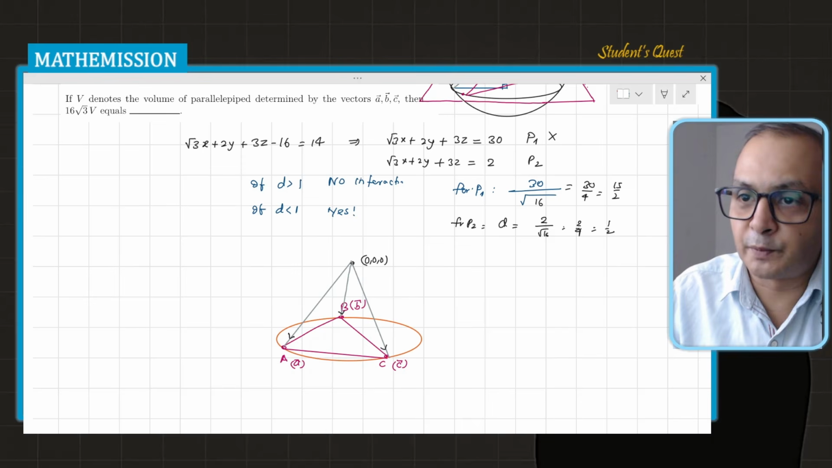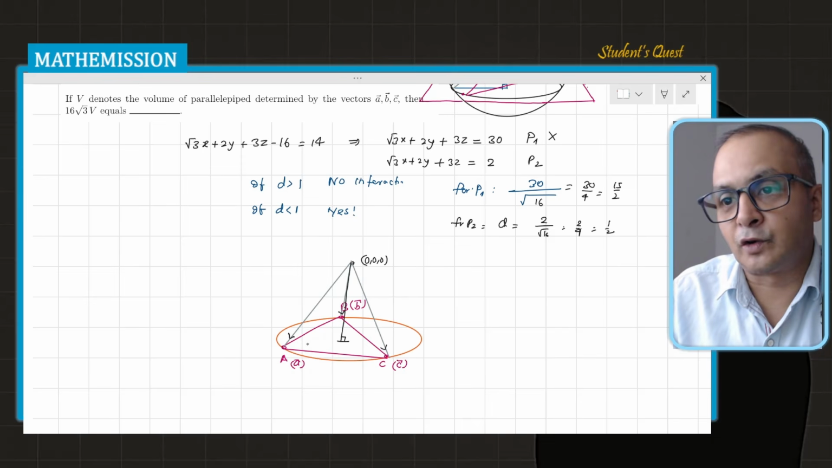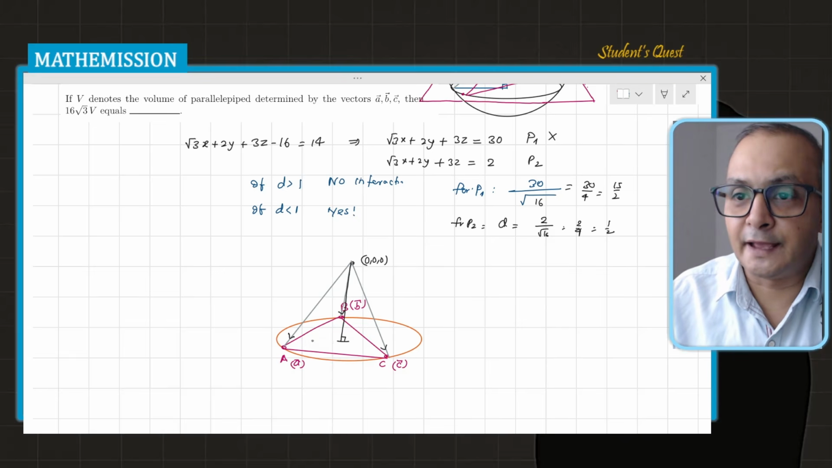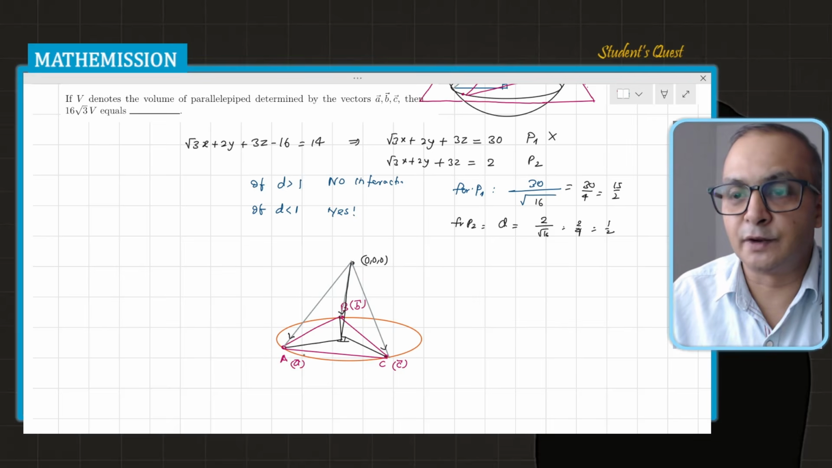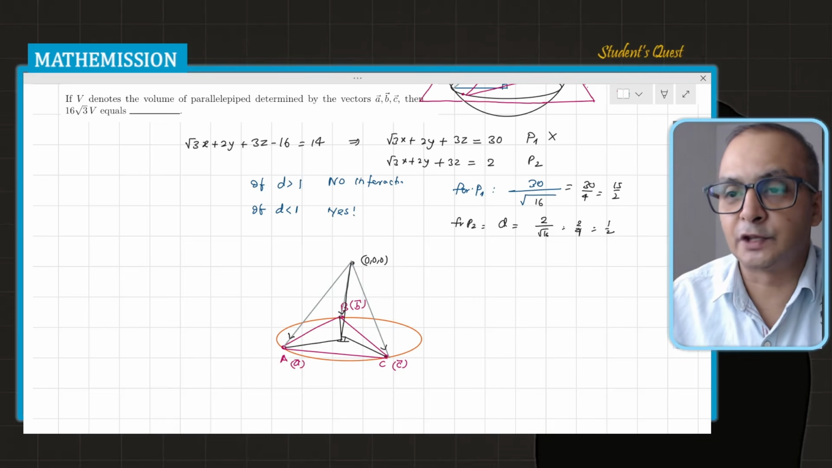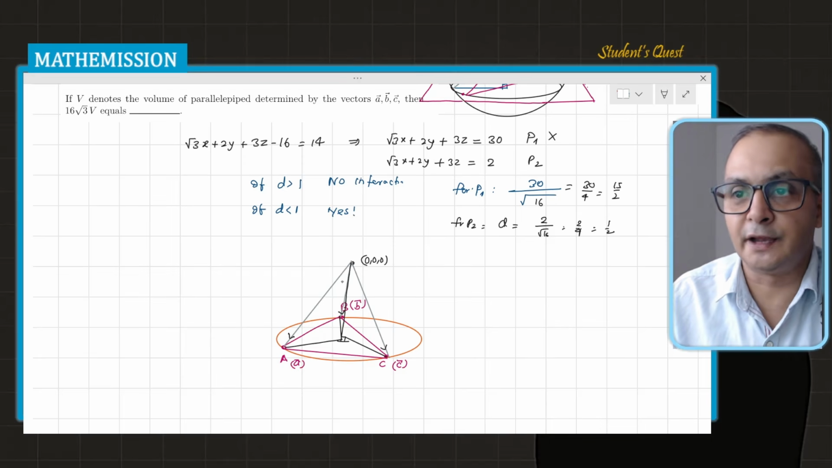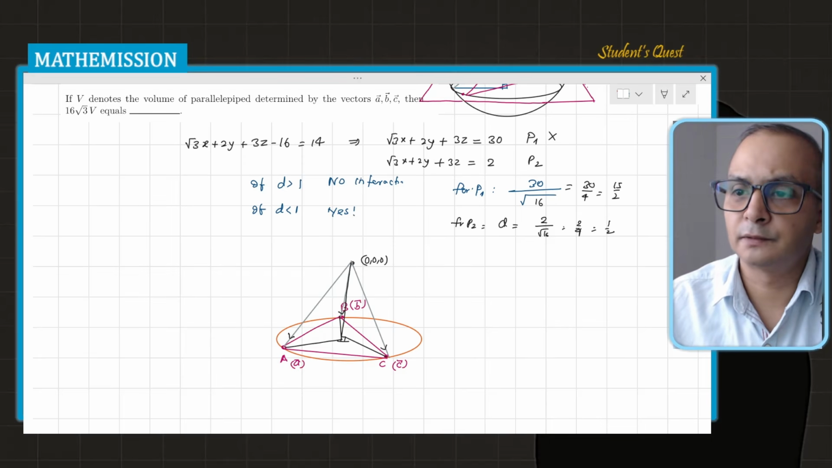Now we can drop the perpendicular here, notice, and that perpendicular we have already found. We can find the area of the base triangle, which is equilateral, and if I find the area we can multiply by d, so that will become area into height, the volume.